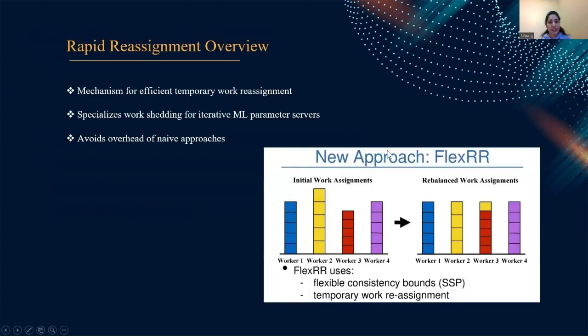And the next one, rapid reassignment overview. Rapid reassignment is a method designed for efficient temporary redistribution of work. It's tailored specifically for iterative machine learning parameter servers. Unlike the basic approaches, it optimizes work scheduling and effectively reallocates the task without unnecessary overhead. And it ensures that computational resources are utilized efficiently, maximizing performance without unnecessary computational burdens.